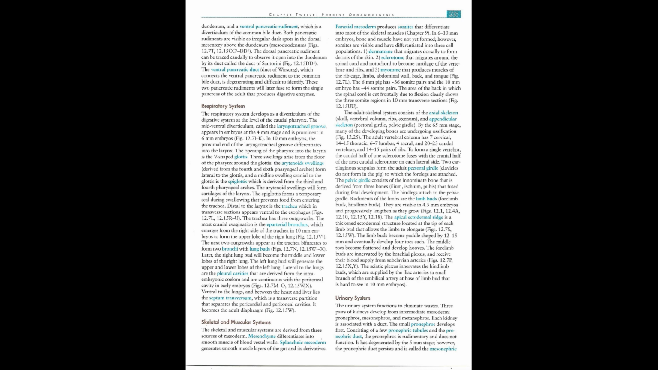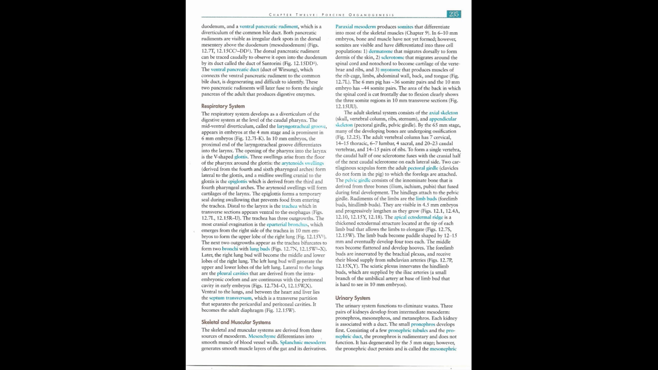The limb buds become paddle-shaped by 12 to 15 mm and eventually develop 4 toes each. The middle toes become flattened and develop hooves. The 4 limb buds are innervated by the brachial plexus, and receive their blood supply from subclavian arteries, Figs 12.7p, 12.15xy. The sciatic plexus innervates the hind limb buds, which are supplied by the iliac arteries, a small branch of the umbilical artery at base of limb bud that is hard to see in 10 mm embryos.